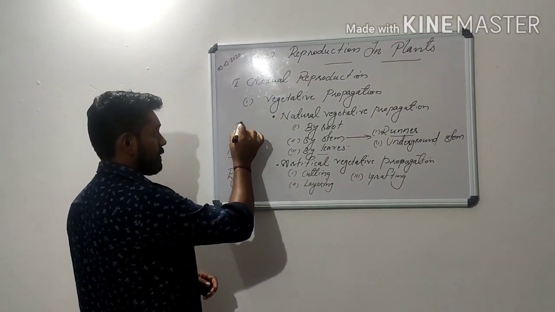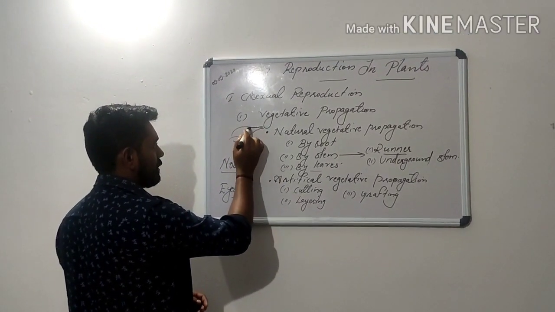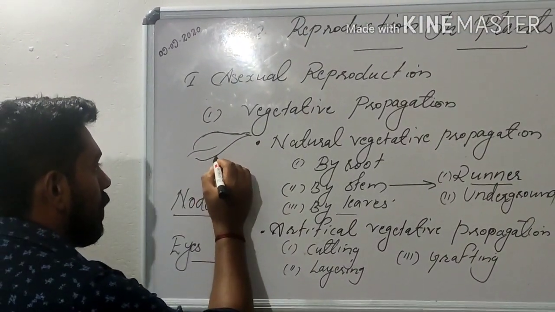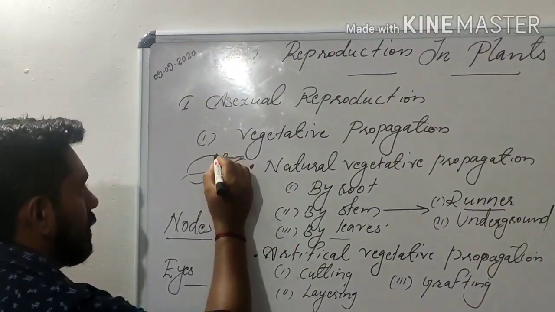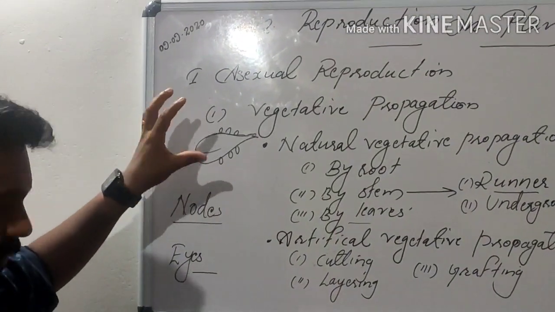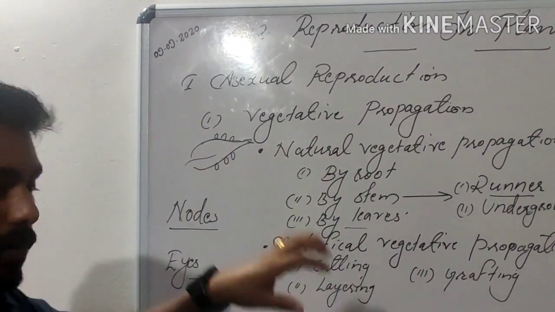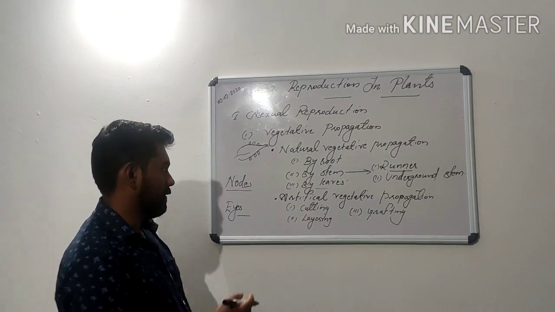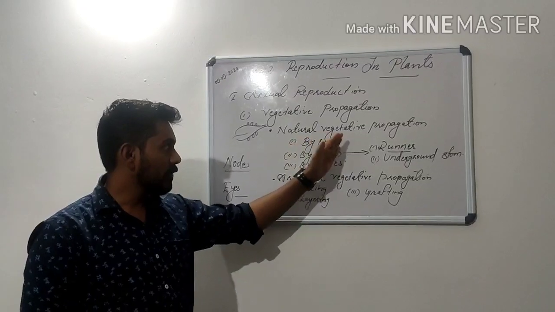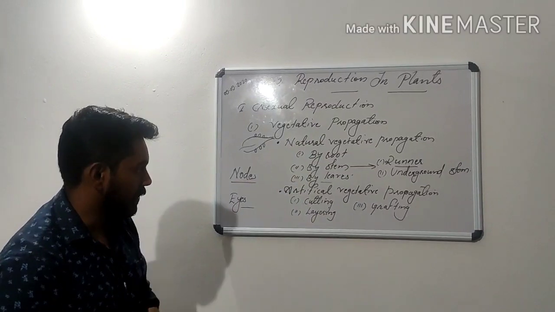The next one is buds on leaves. You can see this is a leaf, and this is the edge, which means the leaf margin. Some plants' leaves have small buds on the leaf margin. When we plant this leaf margin into another pot or somewhere, it grows into a new individual. The example is Bryophyllum. Bryophyllum is an example of natural vegetative propagation by leaves. By leaves they can produce new individuals.